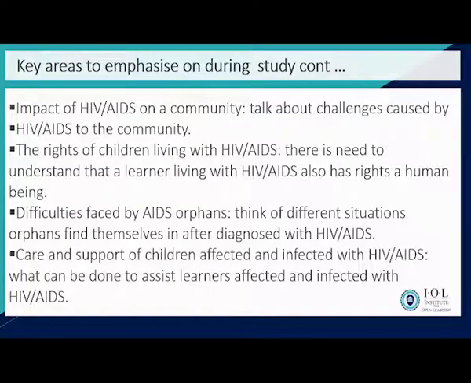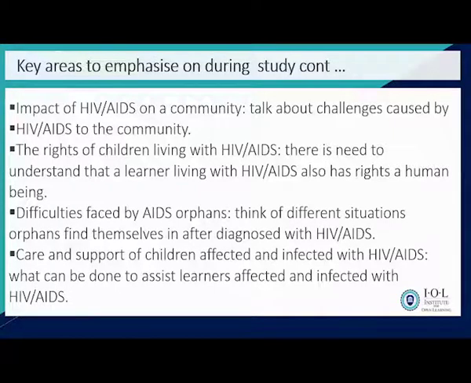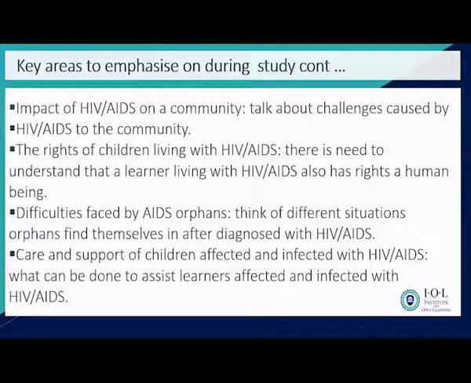Difficulties faced by AIDS orphans. Children who are orphaned because of AIDS, they have difficulties. Some of them are left with nobody to look after them. Some of them are left with no money to take care of them, and quite a lot of things happen. Think of different situations they often find themselves in after being diagnosed with HIV, and most of them are being discriminated against. As soon as another person learns that this is their situation, then they become discriminated, which is not correct, which is not good.